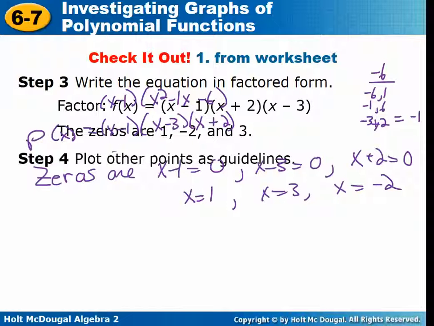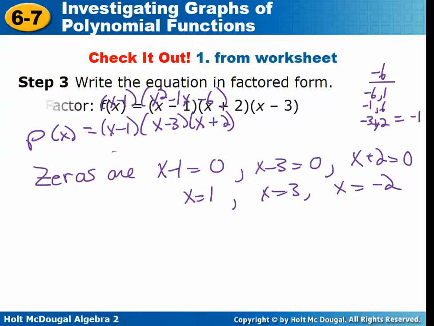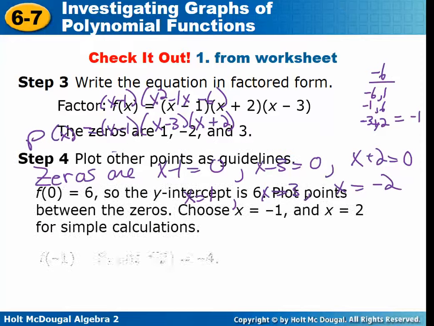Now we need some other points. We know that this function, what was this function? +6. So we know that the y-intercept is going to be at 6. So that'll be helpful. And then you're going to pick some points between the zeros. So the zeros again are at 1, -2, and 3.